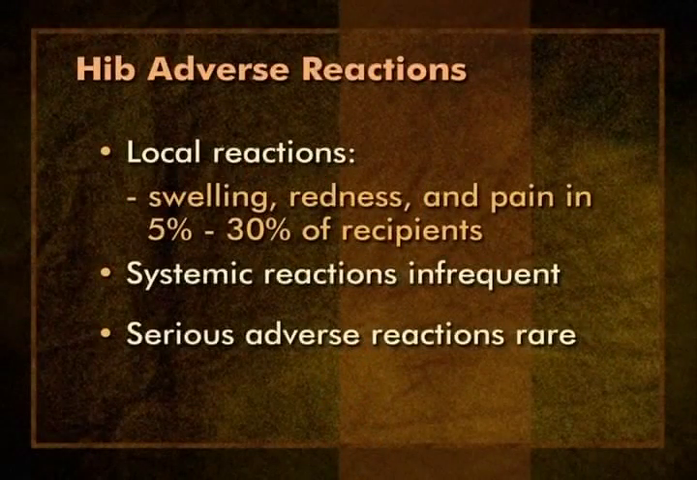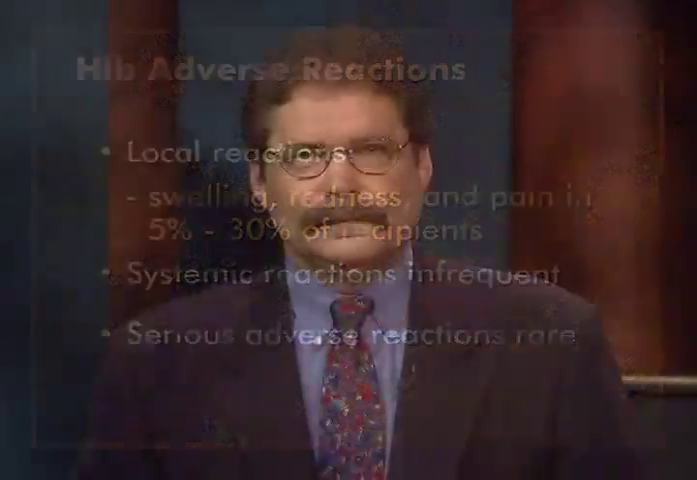Adverse reactions following Hib vaccines are similar to those following other inactivated vaccines, but are remarkably mild. Local adverse reactions, such as swelling, redness, and pain, are reported in 5 to 30% of recipients. These symptoms usually resolve within 24 hours. Systemic reactions, such as fever, are infrequent, and serious adverse reactions are rare.